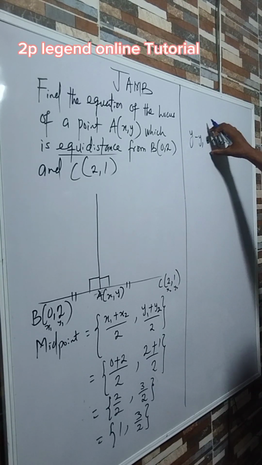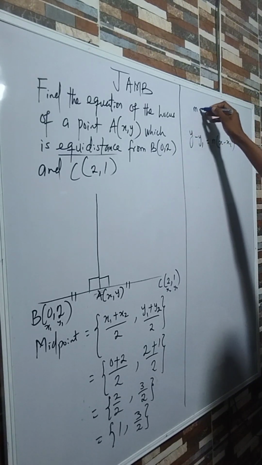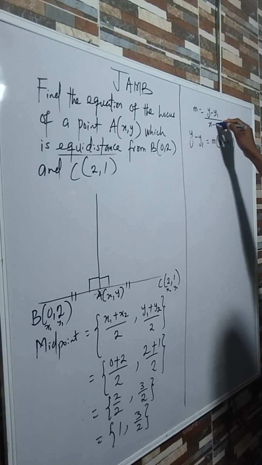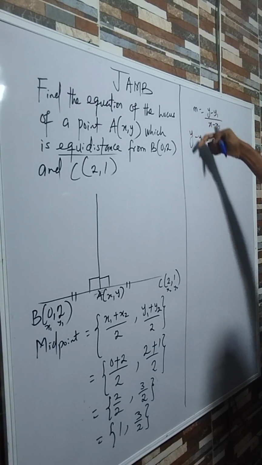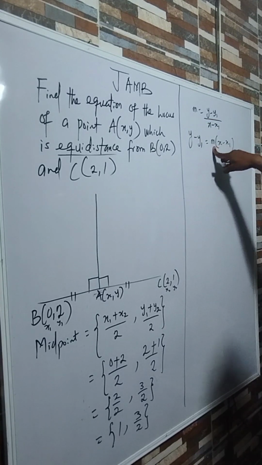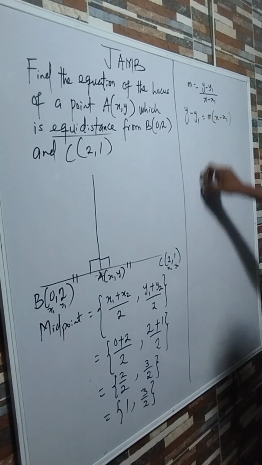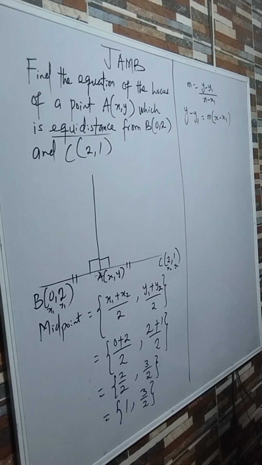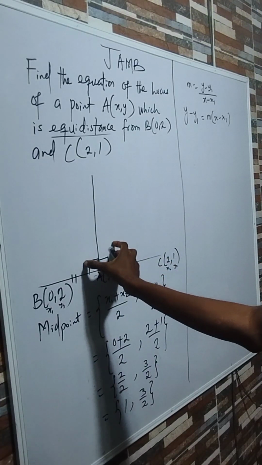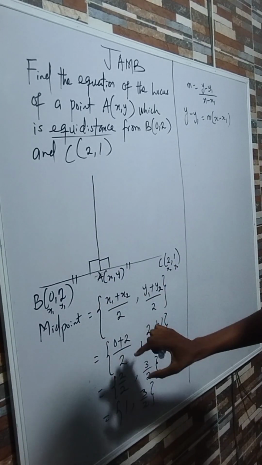Now how do we achieve this? Some may write it this way, as m is given as y minus y1 over x minus x1. By the time you cross multiply, you are going to have this. Now your m simply means your gradient, or we call it the slope. And from the question, we can see that the diagram drawn here is perpendicular.